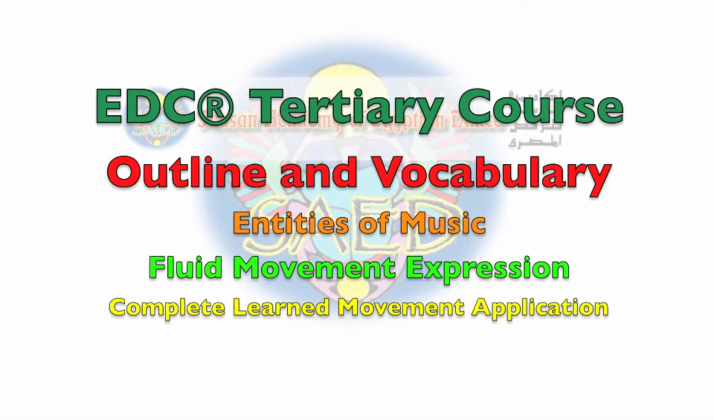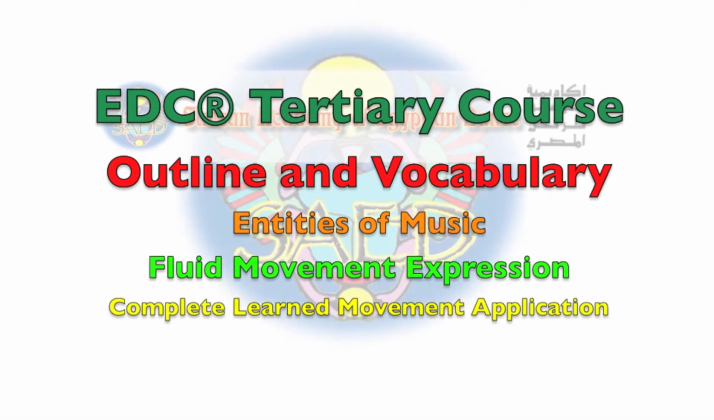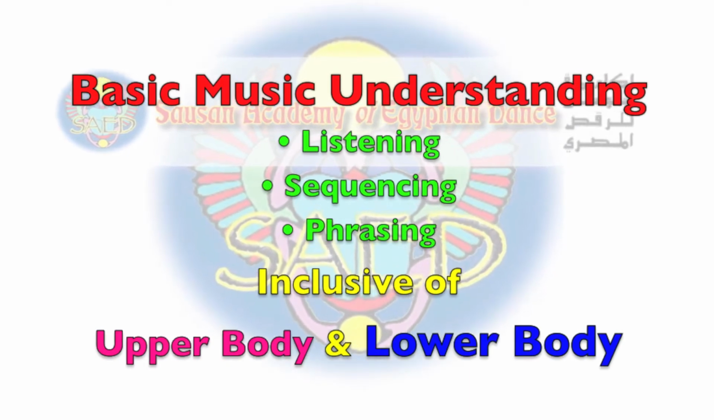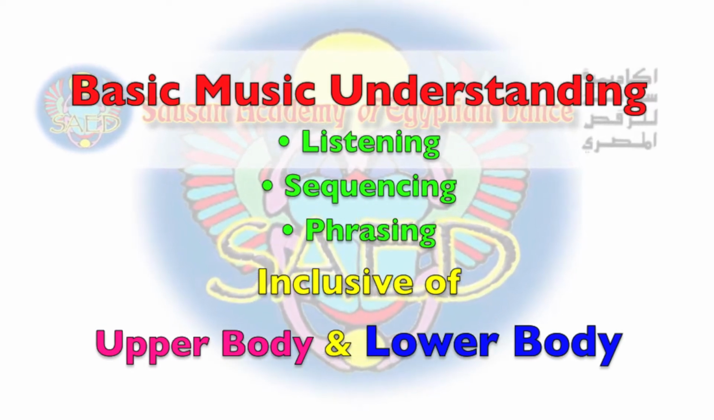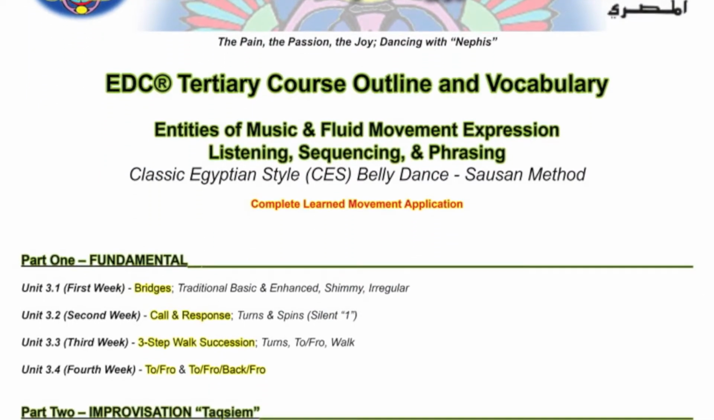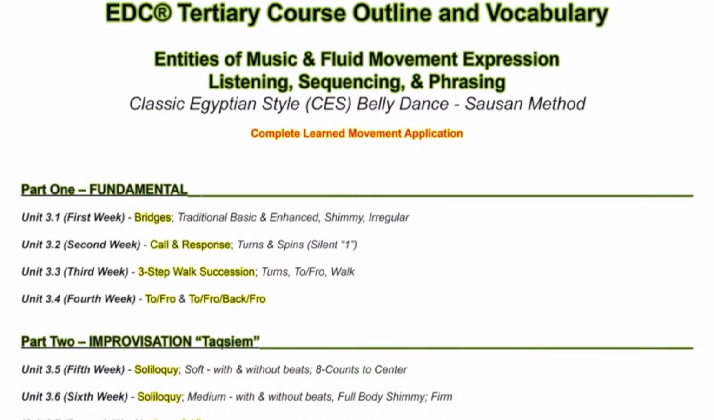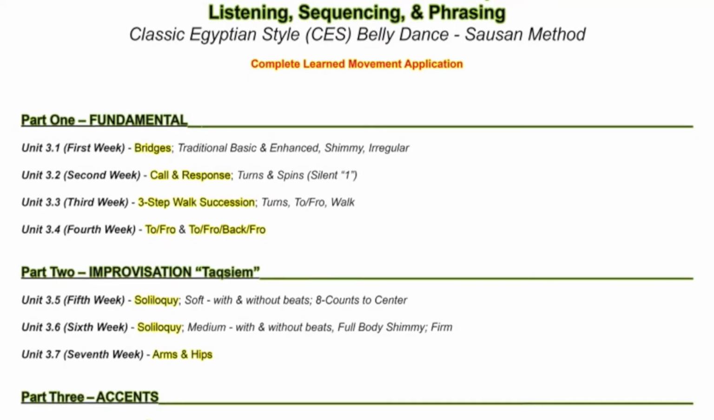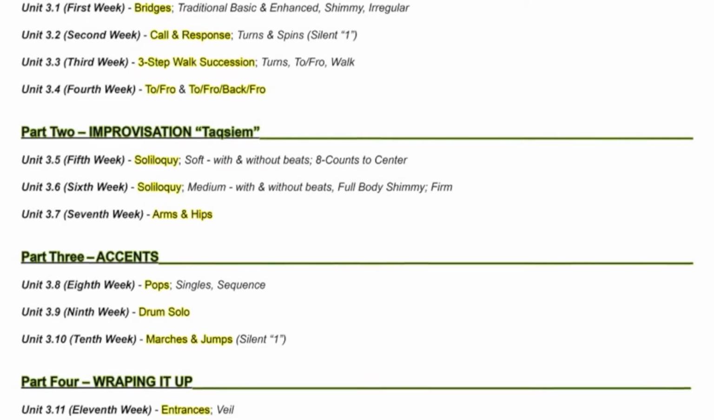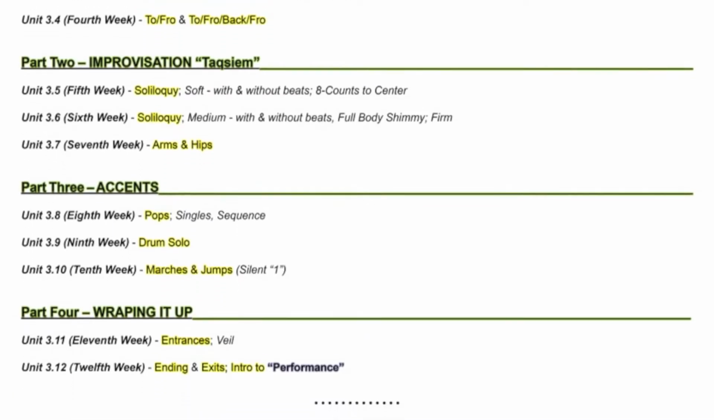The tertiary course focuses on learning how to hear and interpret music and applying appropriate upper and lower body movement to specific entities of that music. Additionally, the course embraces the full use of pain, passion, and joy, and applies the complete nefas effect and dela factor, which is so crucially an important aspect of the Egyptian personality of this dance.